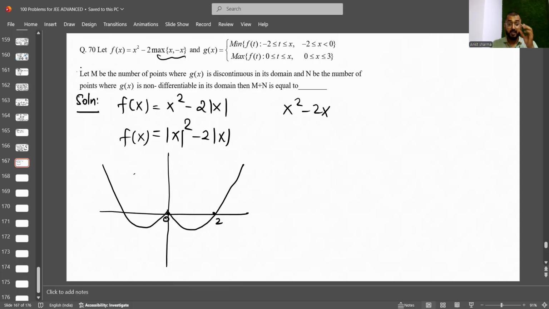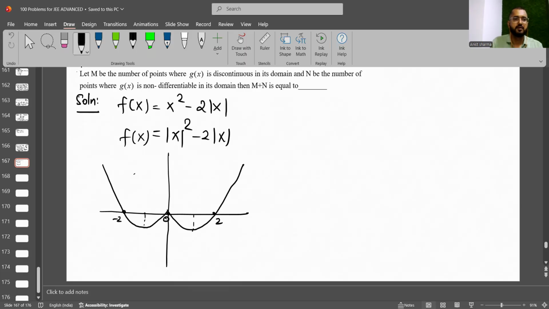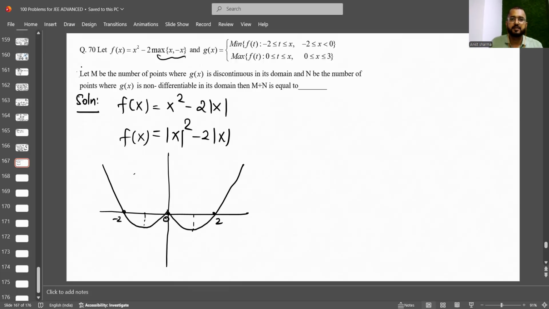Something like this. That's the graph for f of mod x, or you say the actual f of x given. So this part is going to be my -2. So we now have to find the graph of g of x. So let's see the graph of g of x here. So g of x is from -2 to 3 basically. So this is -2, and then here we are going up to 3 here.